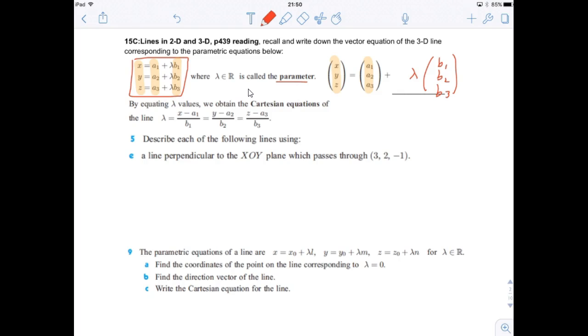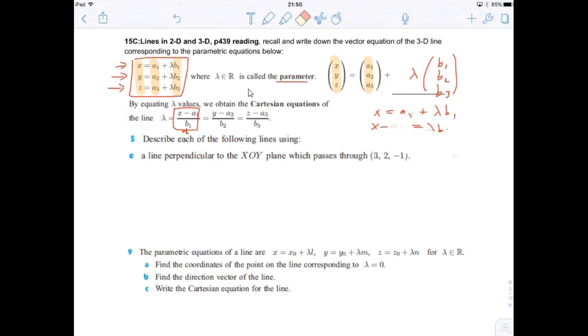By equating the lambda values for each one of these three parametric equations, we can solve for lambda and equate them. You end up with this. Just to show you how that works, I'm going to do it with the first one. So if you have x equals a1 plus lambda b1, you can solve for lambda by doing x minus a1 equals lambda b1, and then dividing both sides by b1, so you end up with lambda equals x minus a1 divided by b1, and now you can see why the first expression looks like that.